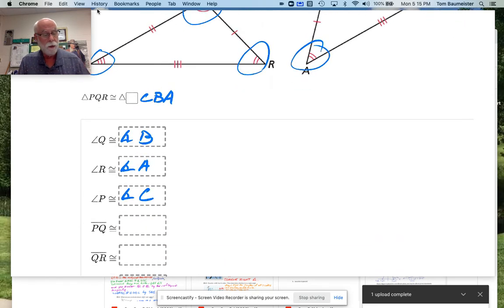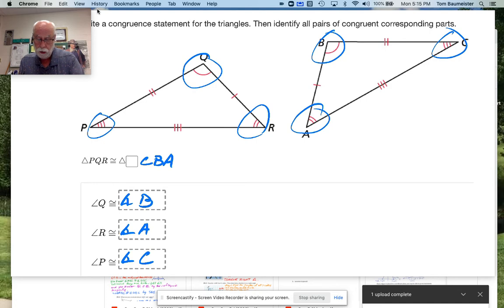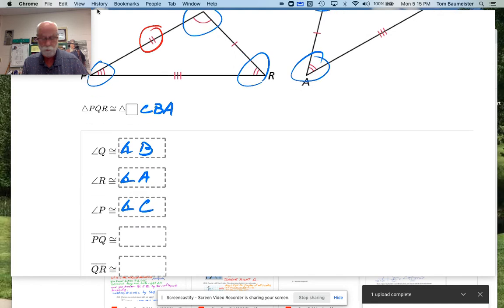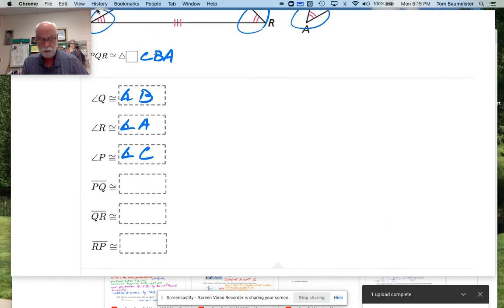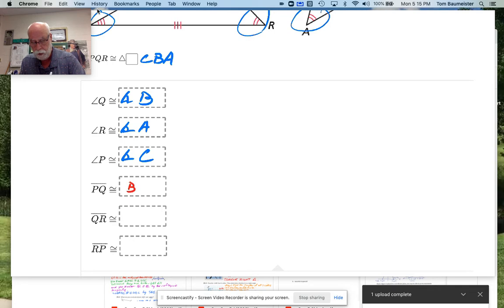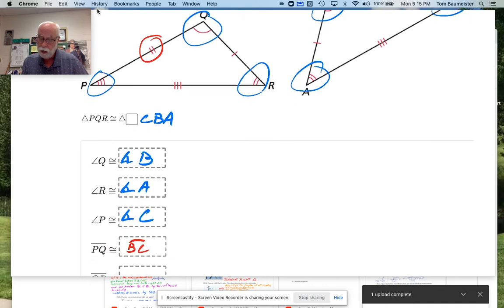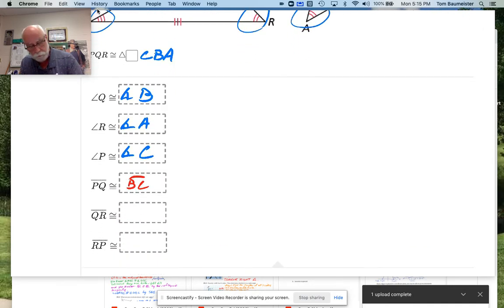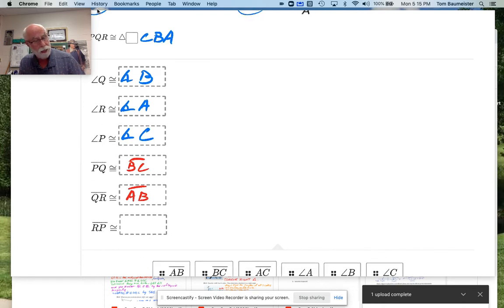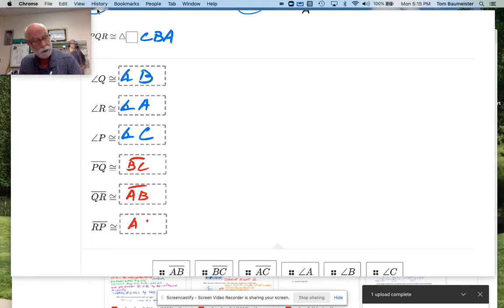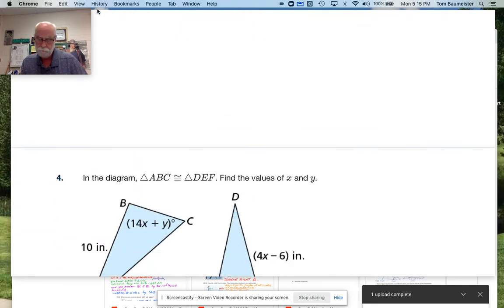Okay, and now look at the other ones. That PQ. So PQ has 2 tick marks. So which one has 2 tick marks? All right, so it's going to be BC or CB. Which one do they have as a drag and drop? They have it as BC. All right, and similarly, QR is marked by 1, so that one would be AB. And then that makes the last one, by elimination, AC.